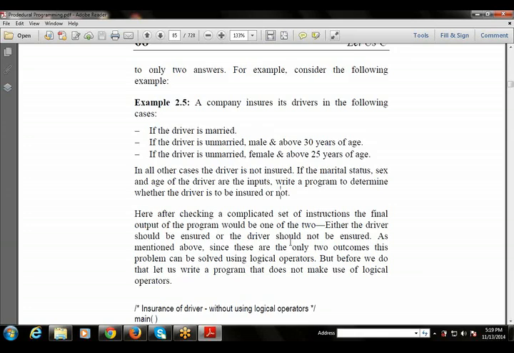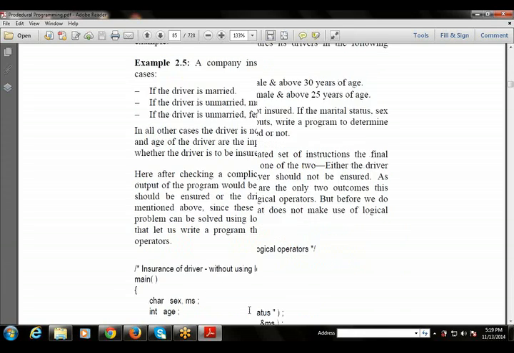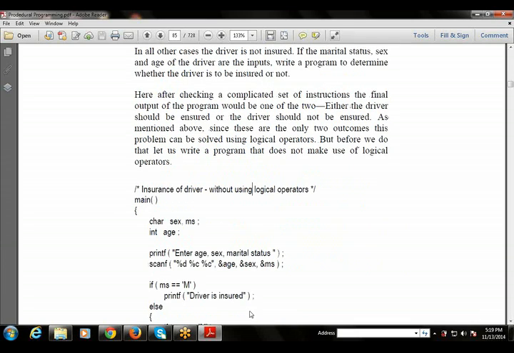As mentioned above, since there are only two outcomes, this problem can be solved using the logical operator. But before we do, let's write a program that does not make use of the logical operator. That is, insurance of the driver without using any logical operator.